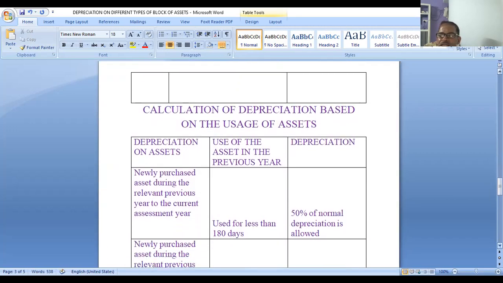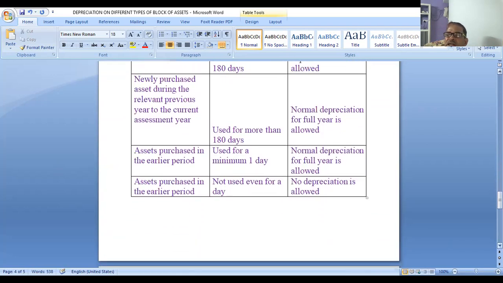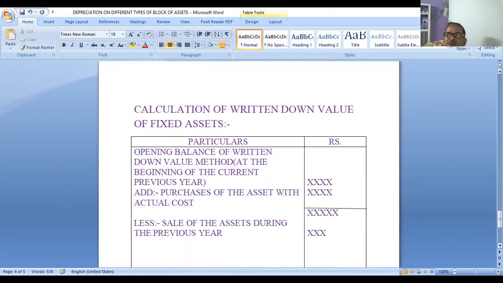Now, there are some conditions of depreciation. I'll stop here, continue tomorrow. All these materials I'm posting in the Moodle, so don't worry about that. Check the Moodle. Meanwhile, I have given the deadline for assignment submission. So tomorrow we'll continue.